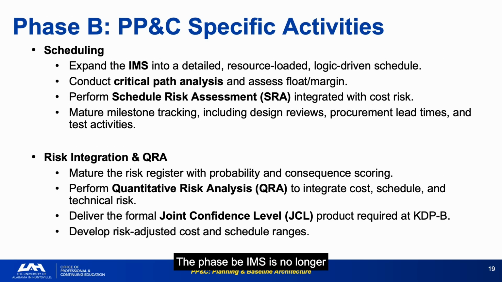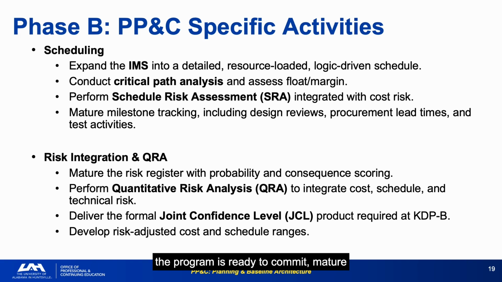The Phase B IMS is no longer a high-level milestone schedule. It becomes a detailed, resource-loaded, logic-driven network that must support critical path analysis and schedule risk assessment, SRA. Schedule risk assessment integrated with cost risk is the critical new addition in Phase B. The SRA feeds the JCL, and the JCL is what the review board uses to assess whether the program is ready to commit.